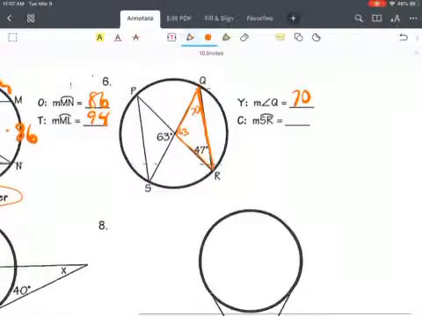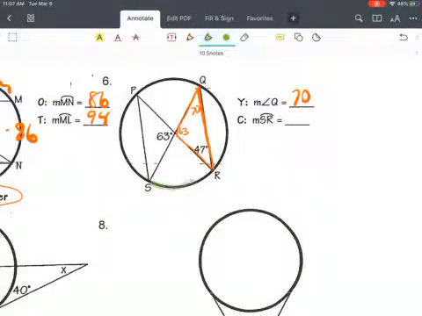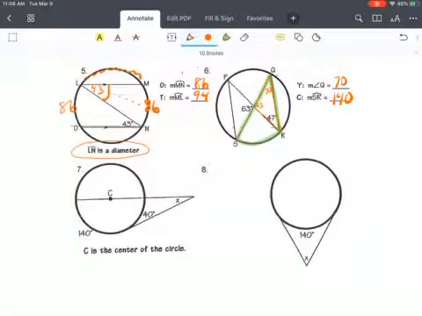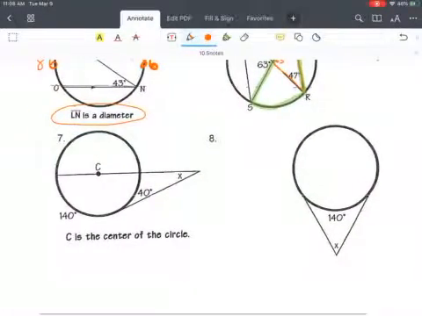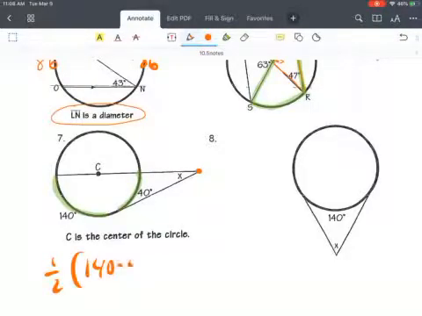And then as for arc SR, it corresponds with the inscribed angle of 70. So I now know that arc SR is 140 degrees. For this one, we have a vertex that is on the outside of the circle, so we need to take our two arcs of 140 and 40. And we're going to do half of the difference of those two arcs. So half of 100 is 50 degrees.